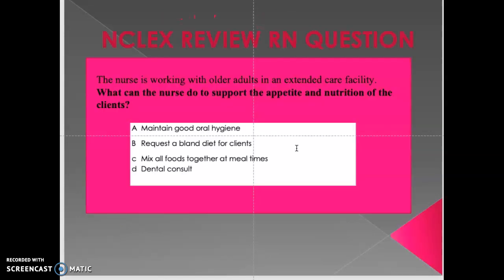The nurse is working with an older adult in an extended care facility. What can the nurse do to support the appetite and nutrition of the client? Maintain good oral hygiene, request a blended diet for a client, mix all foods together at mealtime, dental consult. The correct answer is to maintain good oral hygiene.